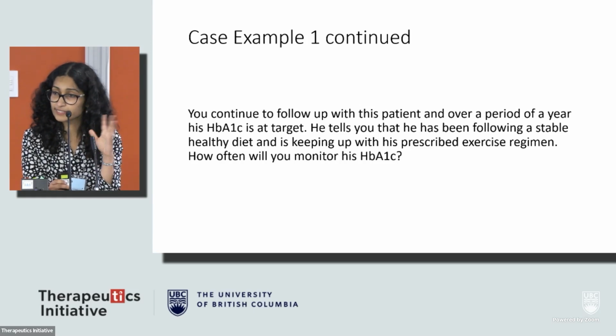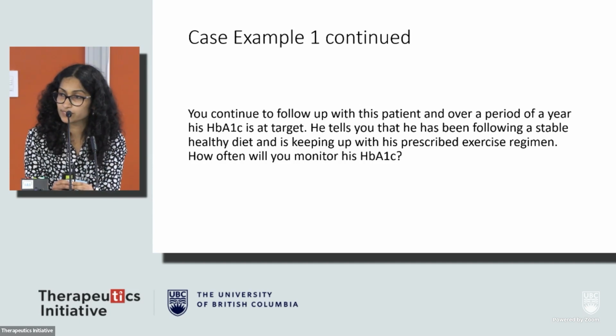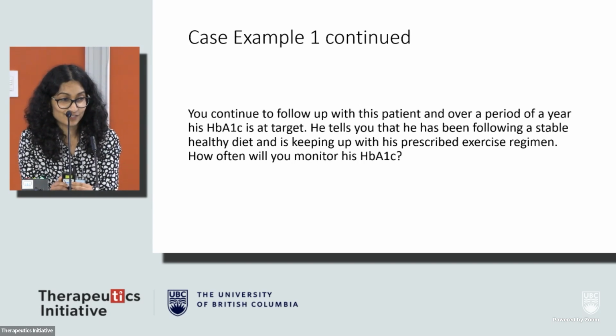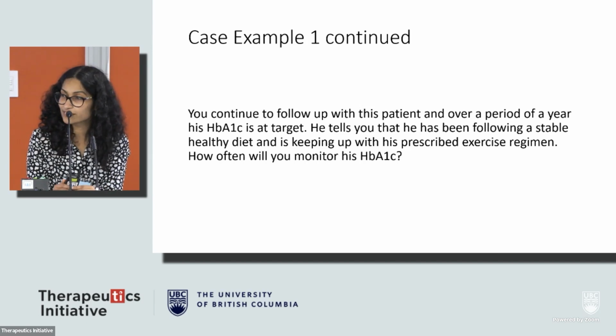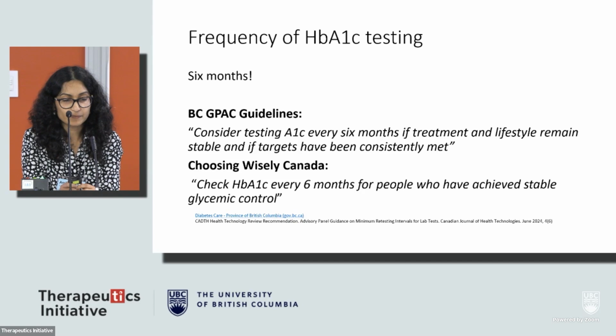He's been following a very stable prescribed exercise regimen, and he's kind of following a stable diet as well. How often would you monitor his hemoglobin A1C at this point? Options are 12 months, 6 months, 3 months. Good. So 6 to 12 months is kind of the right answer for this.